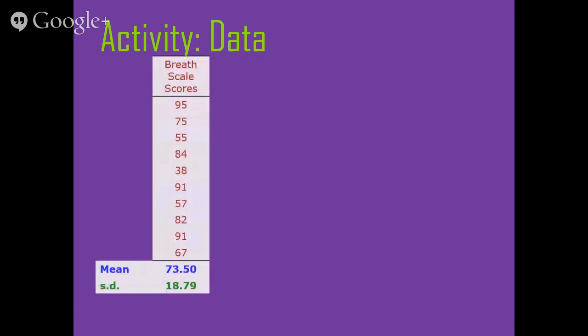So here we have some data. Now you can follow along with me if you like. Those are the breath scale scores of a new study, a very pathetically small study where the researchers are trying to answer this question of whether the drug alters people's breath.